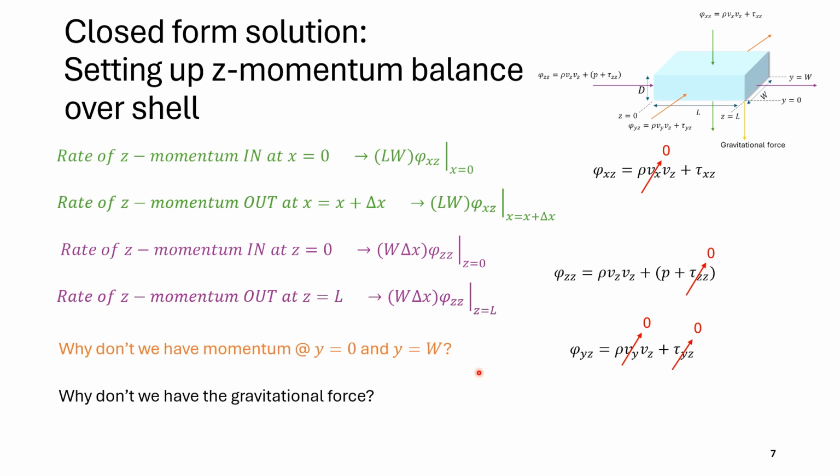The reason we don't have a gravitational force is because we have assumed that our body in question is horizontal. So we have a 90 degree angle. If we do cos 90, we get 0. That is why we don't have a gravitational force element here.